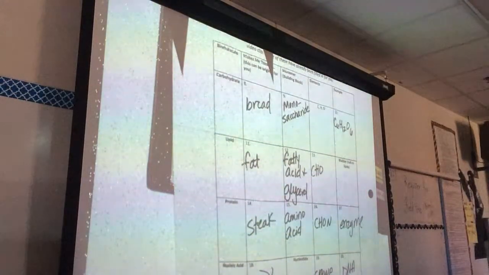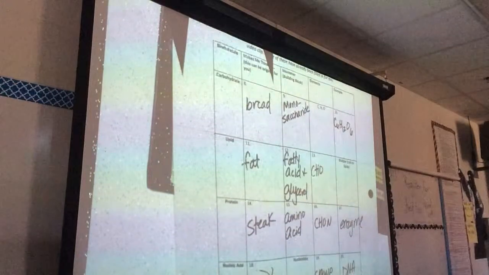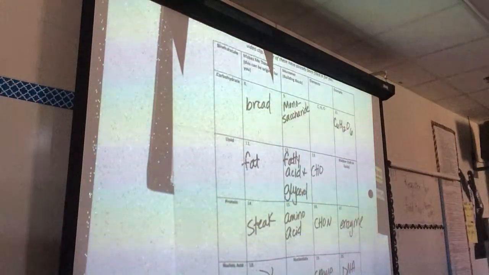Lipids. Lipids make me think of fat. The monomer, and this isn't going to make much sense to you right now, and that is okay. When we get to cells and the cell membrane, we'll talk more about this then. But for the time being, you just need to know the monomer of a lipid is a fatty acid and a glycerol. What elements are there in a lipid? What is it? CHO. And the example is blubber.